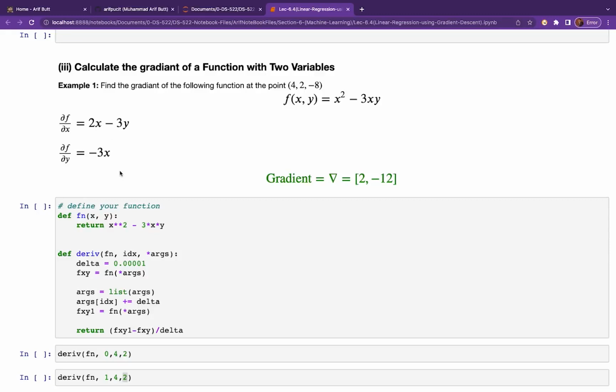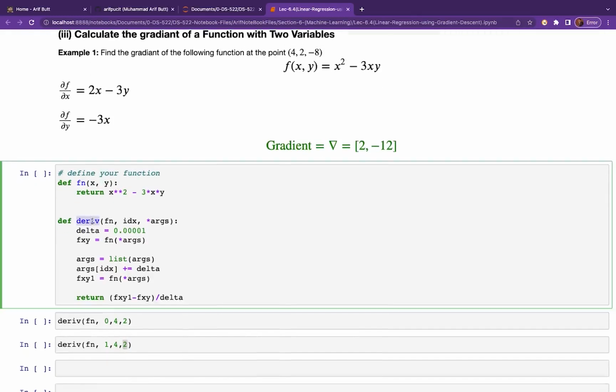Moreover, as we have done before, we can calculate the gradient using the first principle. Here I have made minor changes in the derivative function. Over here, you see, it is passed three arguments. First is the function name. This second argument is the index of the argument list with respect to which we want to differentiate. And the third argument, that is *args, means that it takes a variable number of arguments, which are the values of the variables where we want to calculate the derivative.